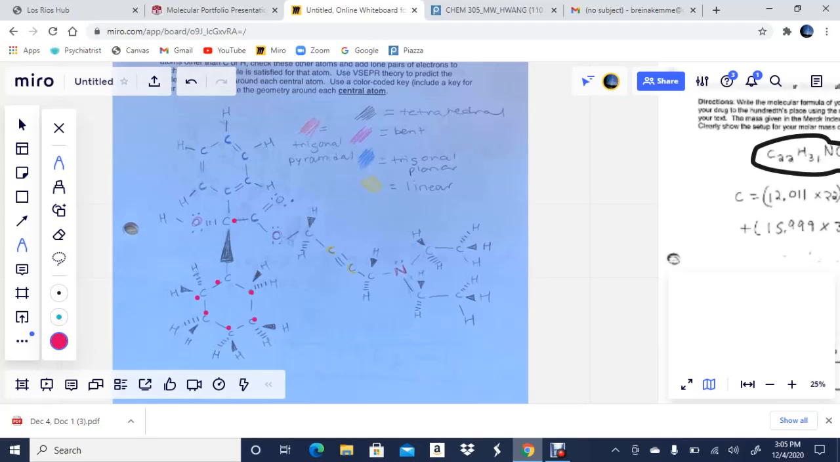That means that there's four electron groups, and that the bond angle is about 109 degrees. So let me see, I think I almost have all of them here.